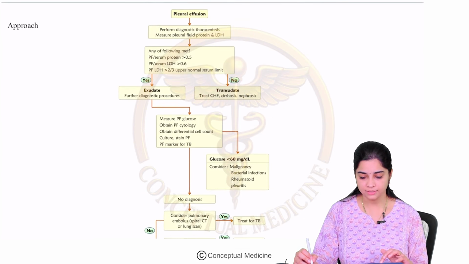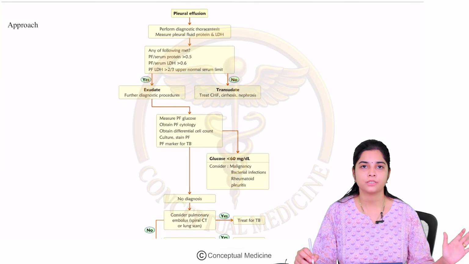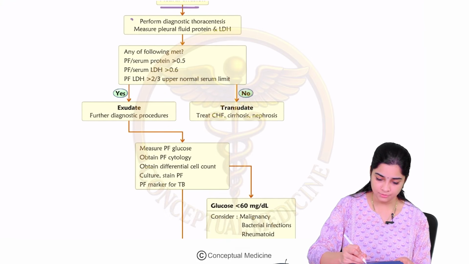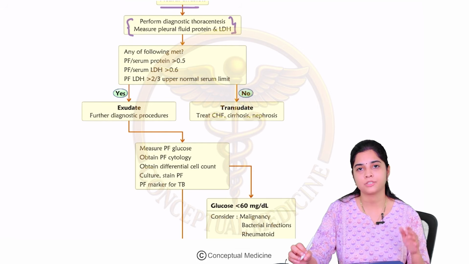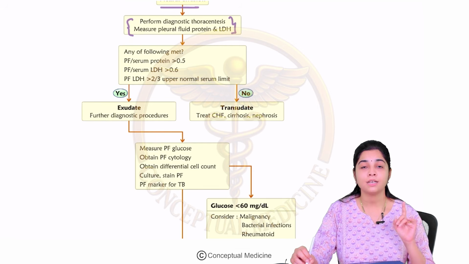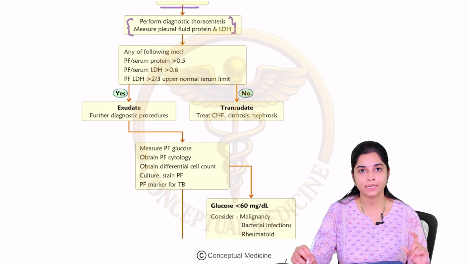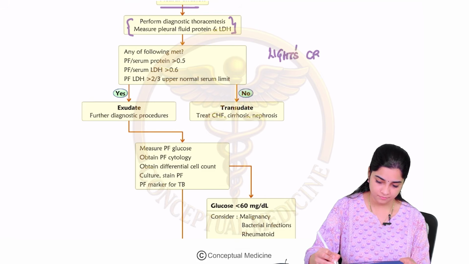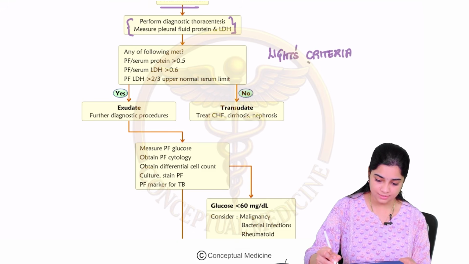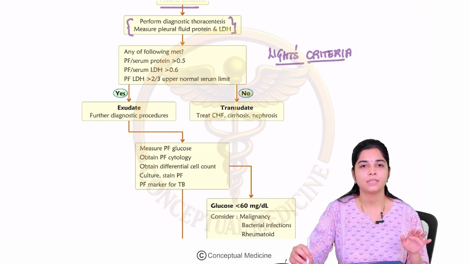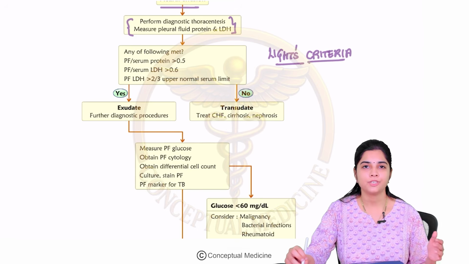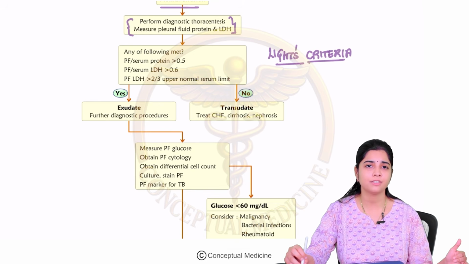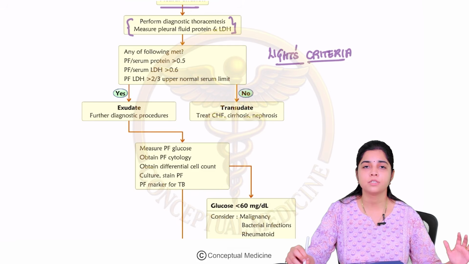So now that you have done that, let us understand how you will approach a case of pleural effusion. The first step whenever you see a pleural effusion is that you perform a diagnostic thoracentesis, and measure the pleural fluid protein, LDH and counts. This biochemical analysis is the basis of what we call the Light's criteria. What is the basic use of the Light's criteria? It is basically used to differentiate between pleural effusions, whether they are exudative or transudative, because if it is a transudative effusion, then treatment of the underlying cause will most often suffice, right?